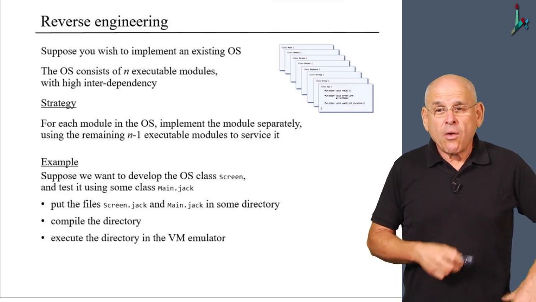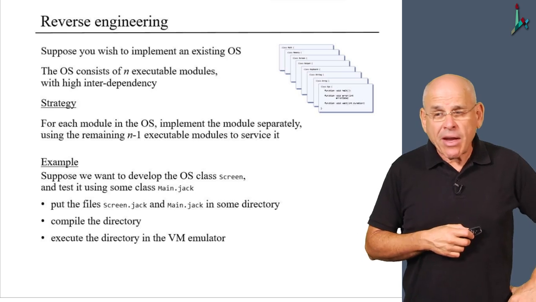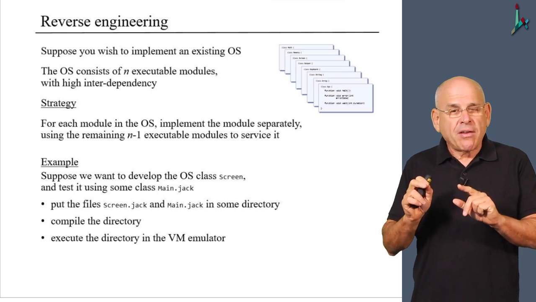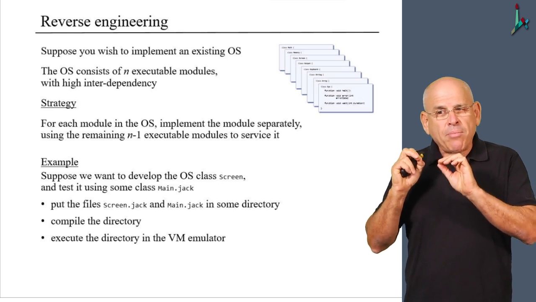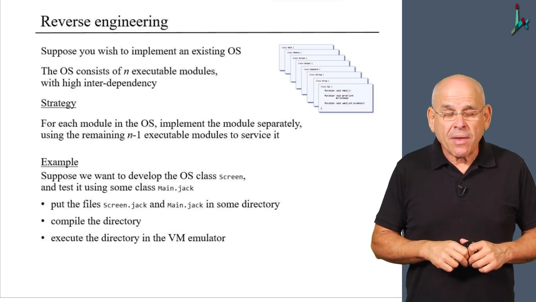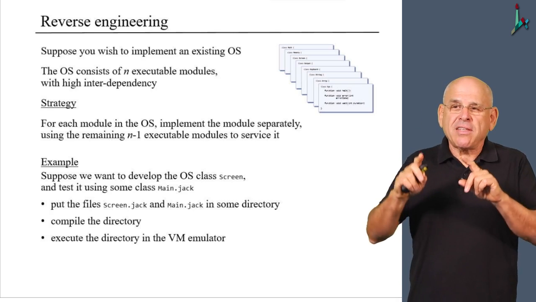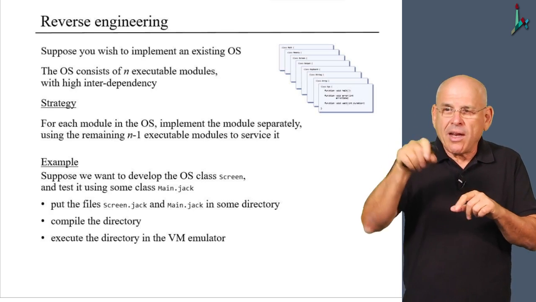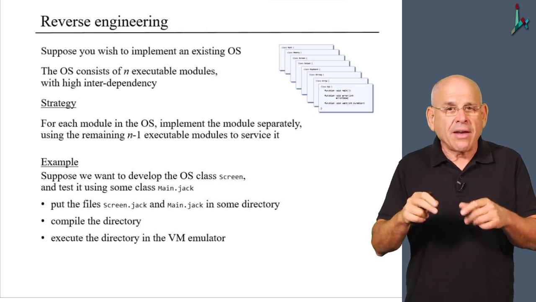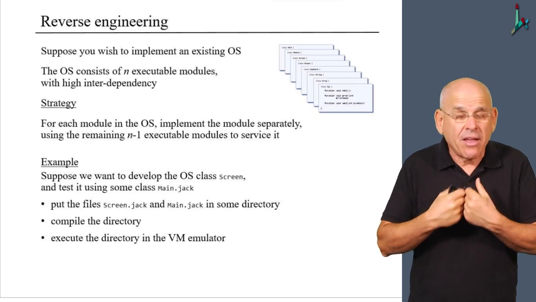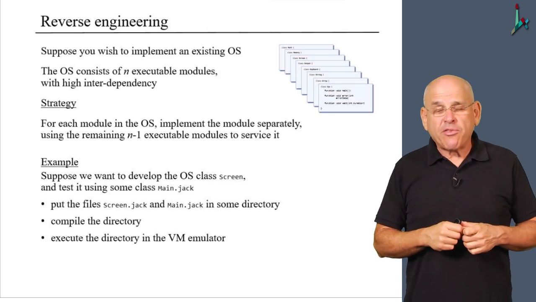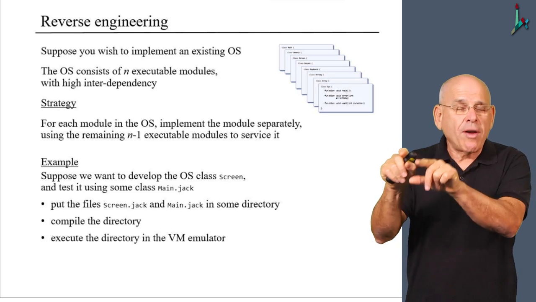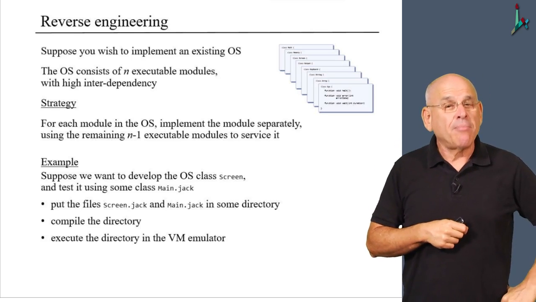How will you execute it? Well, you will simply execute the directory in the VM emulator. Now think about it. The VM emulator has a built-in implementation of the operating system. But if it finds a user implementation of any VM function, including, let's say, a draw rectangle or draw line, functions that you have written in Jack and compiled and transformed into VM functions, then the VM emulator is going to use your implementation instead of the built-in implementation.